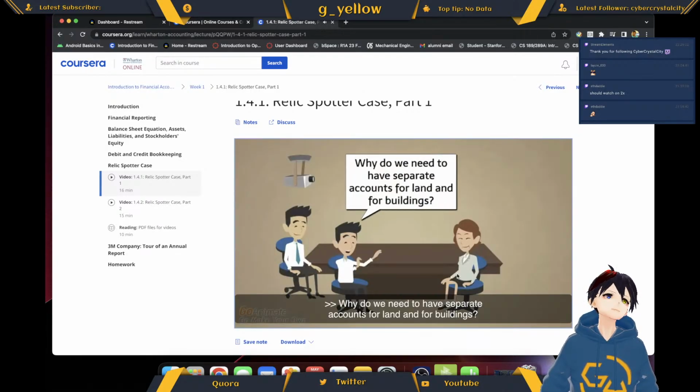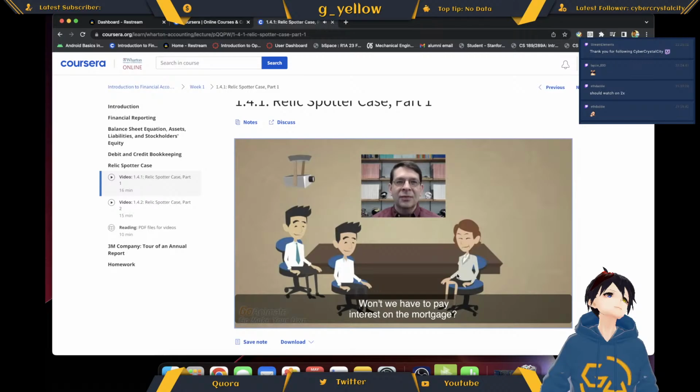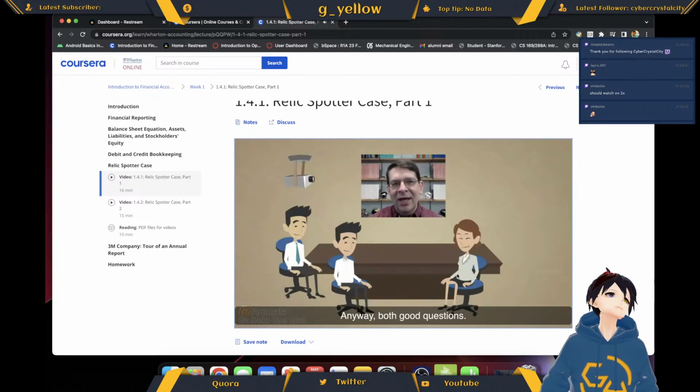Why do we need to have separate accounts for land and for buildings? And why don't we record interest payable as well? Won't we have to pay interest on the mortgage? Huh? Those two look like twins. Oh, anyway, both good questions.